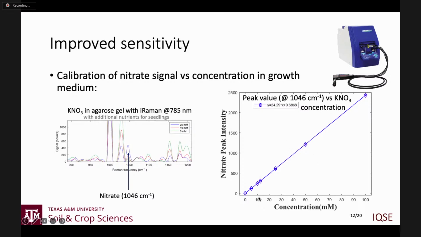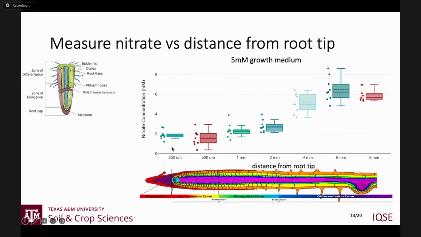The first thing we did was to calibrate the nitrate content to be able to measure in the plants. And then we measured at different positions in the root, based on the different zones that the roots have. These zones are typically very well defined, starting from the tip of the plant until what is called the maturation zone, that is above 4 millimeters, 6 millimeters, 8 millimeters.